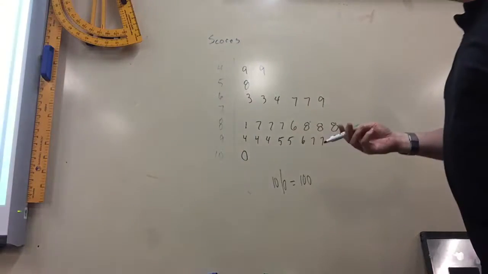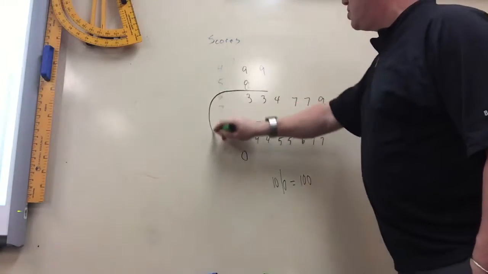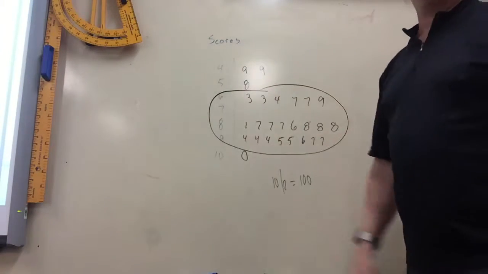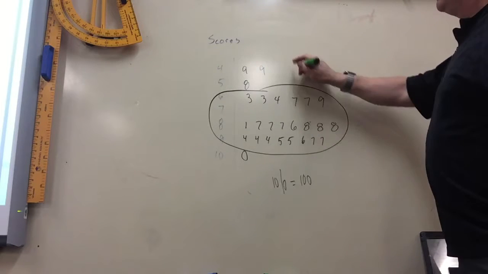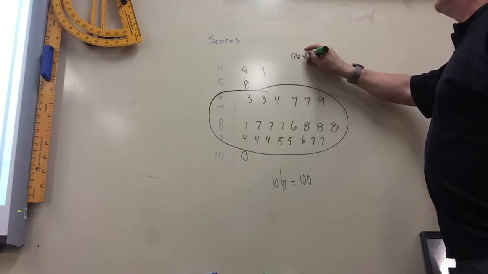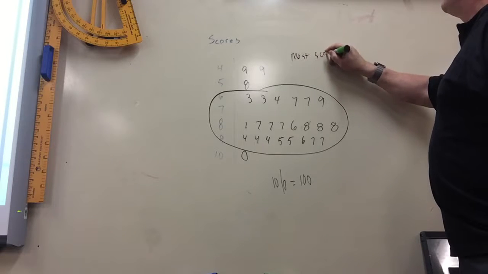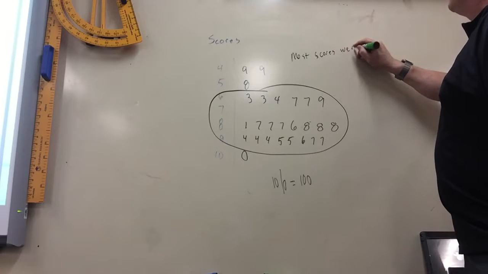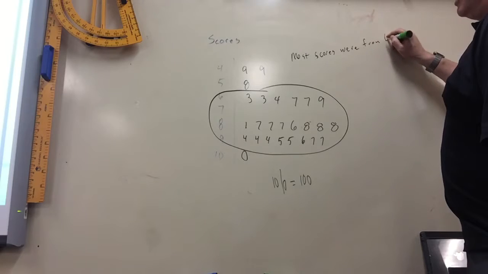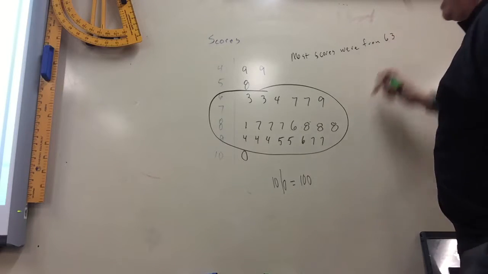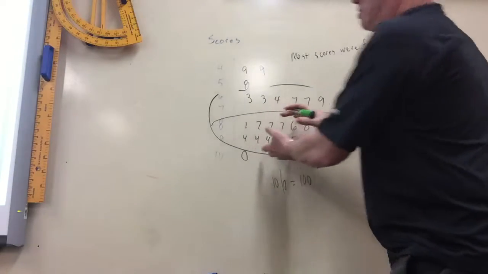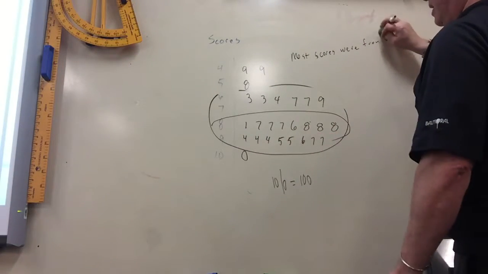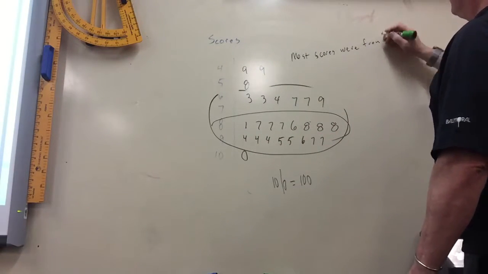The thing that stands out to me is that most of the scores were right here, right? So that's another thing you could say. Most scores were from 63, or actually it skips, doesn't it? I'd say most right here. That's the biggest bundle. So 81 to 97.